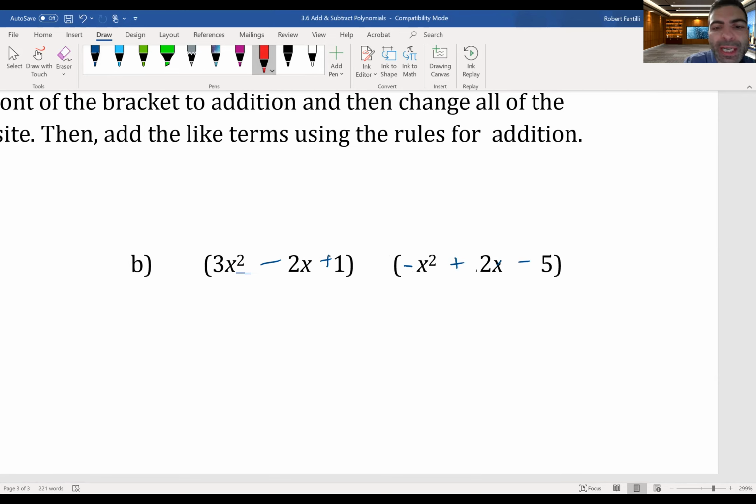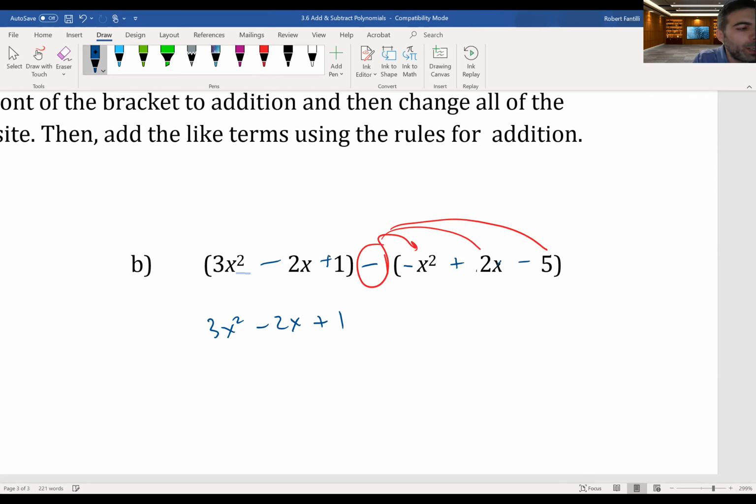Again, imagine there's a negative 1 here. Oh, sorry, and they're being subtracted. There's a subtraction sign there. Pretend there's an invisible 1. We're going to take that and distribute it to all 3. So I'm going to have 3x squared, just drop the brackets here, minus 2x plus 1.